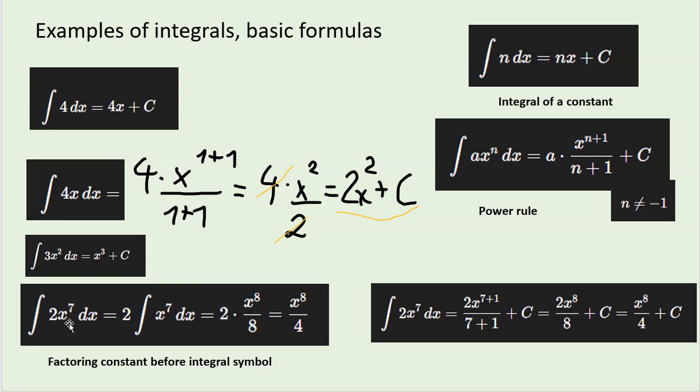This is example of applying this power rule. Sometimes when there is coefficient, like here 2x to the 7, we can factor out the constant. This coefficient, factor it out before the integral symbol, but you may as well do it a faster way like this. Both are correct.